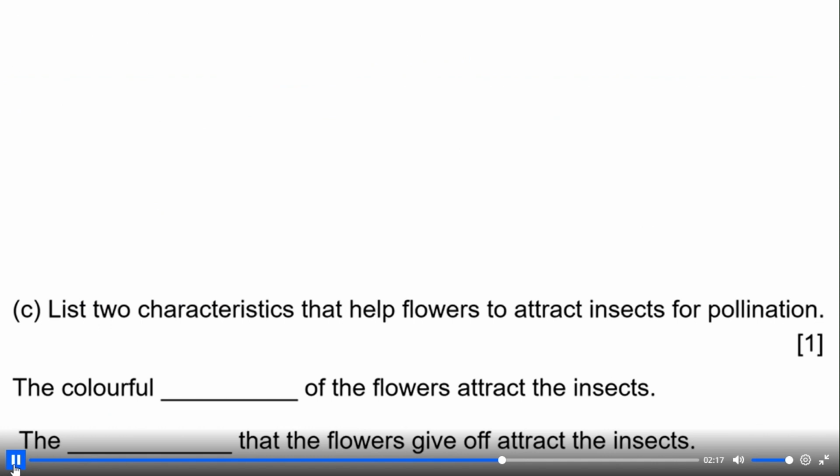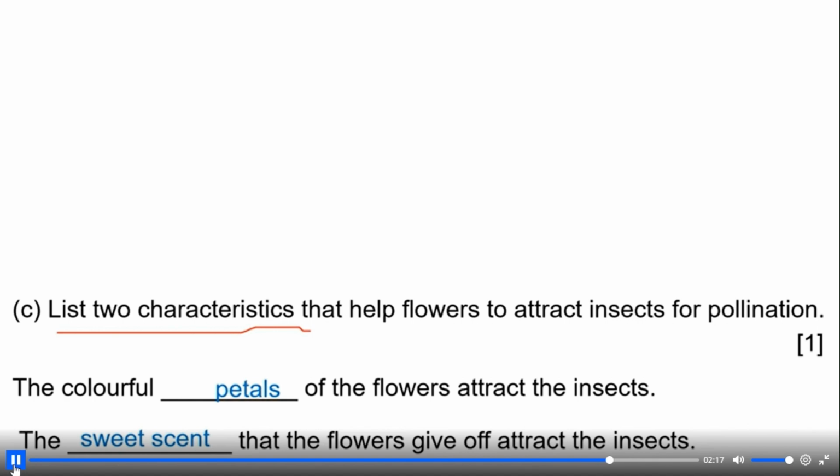For part C, list 2 characteristics that help flowers to attract insects for pollination. So you have to tell me 2 ways a flower has to appear to attract the insect for pollination. So the first one, the flower has to have colorful petals. So colorful petals of the flowers attract the insects.